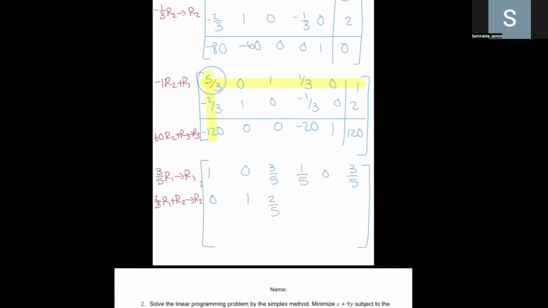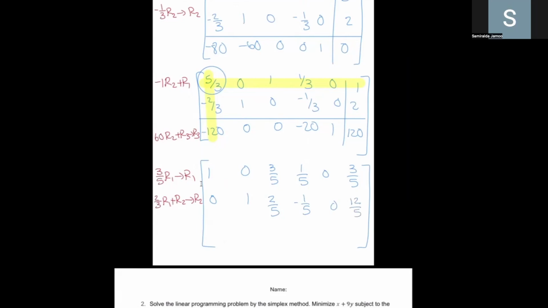And then we have 2 over 15 minus 1 over 3, that's negative 1 over 5, 0, and 2 over 5 plus 2 gives me 12 over 5.